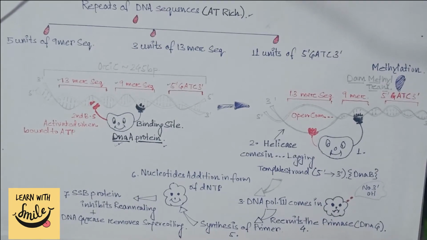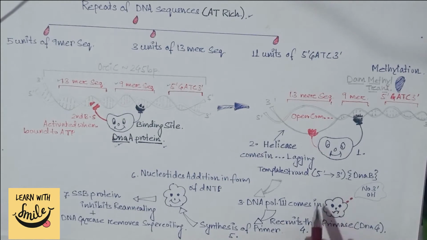Hope it is visible, right? Okay, so this DNA polymerase 3 recruits another enzyme known as the primase, which is DnaG in the case of prokaryotes. It is this primase which synthesizes the primer. Basically, the primer is a short stretch of RNA molecule which is synthesized in order to provide the 3' OH end to the DNA polymerase, so that the DNA polymerase, after acquiring the 3' OH end, can carry out its functions.